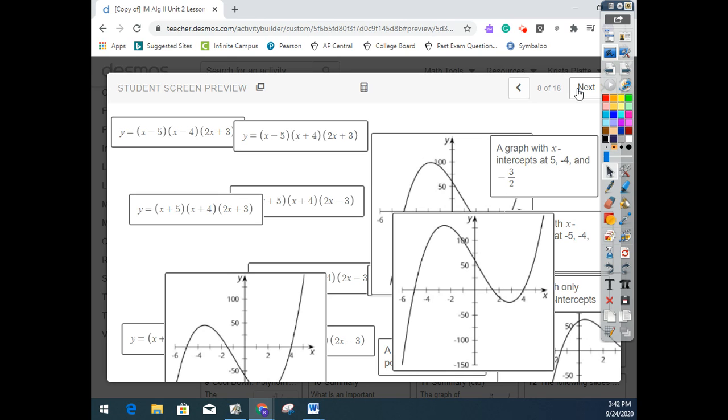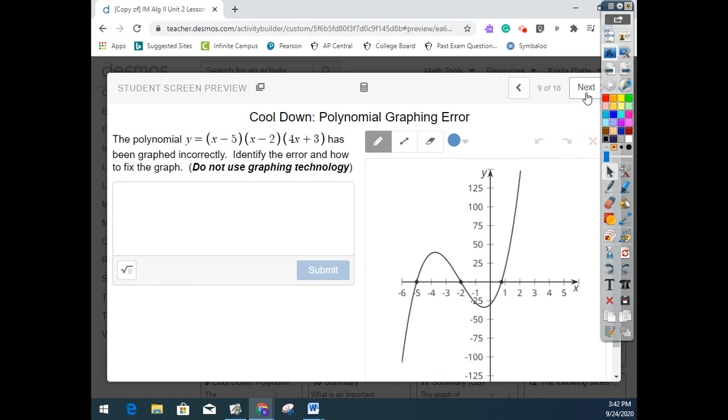This is a matching again. Look for the error. I've kind of given you the big ideas, so see if you can put it together and go through the rest of the slides.